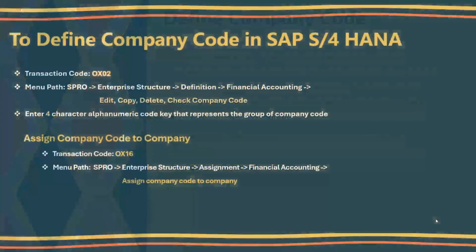Now, to define a company code in SAP S/4HANA, we use the transaction code OX02. And here is the menu path. Also, the company code is represented by 4-digit characters. Post defining the company code, we will assign the company code to the company. Now let's get into the steps to define the company code in S/4HANA.